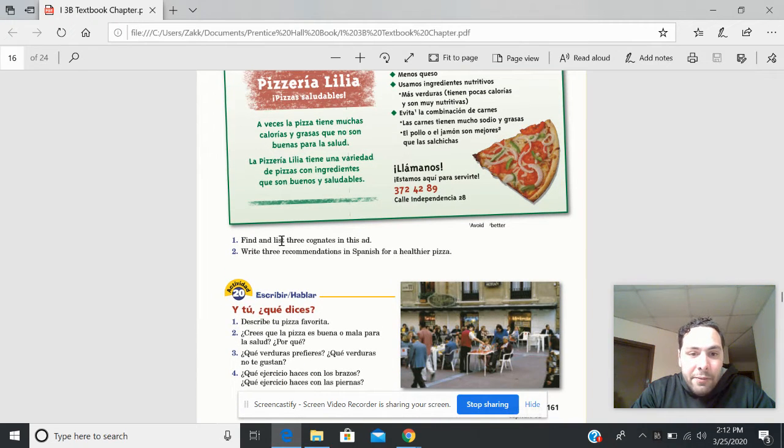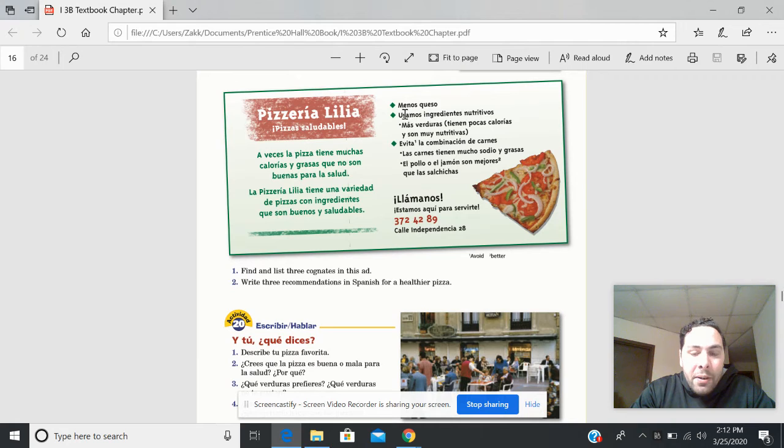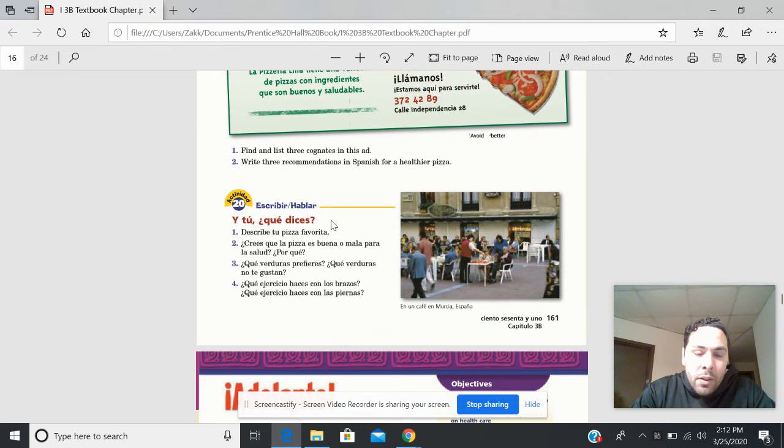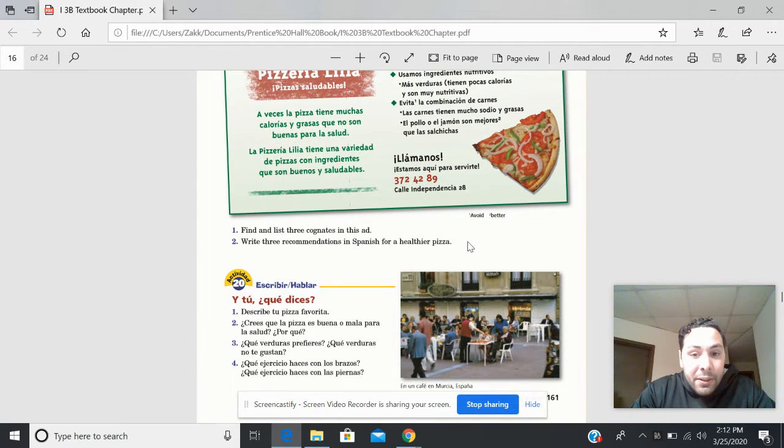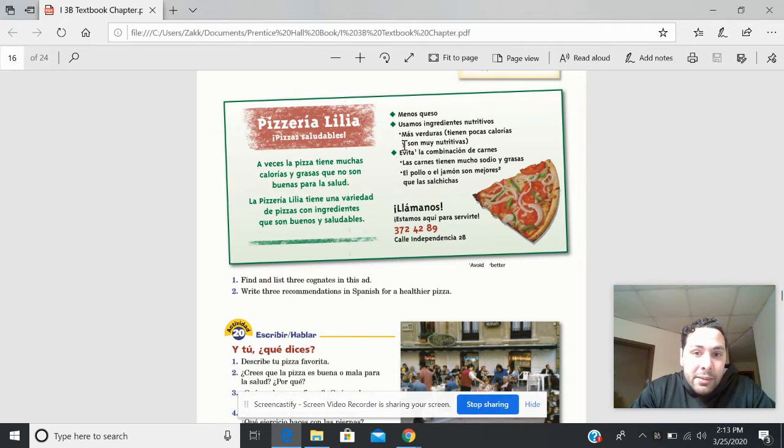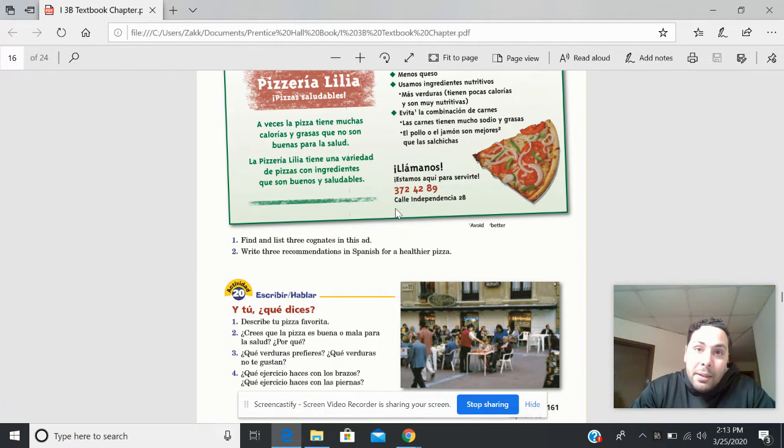So number one said find a list of three cognates. Okay, three simple ones: ingredientes, nutritivos, and then you could have even said calorías. Okay, three cognates. Independencia, if you put that down, three cognates. Okay. Now I said write three recommendations in Spanish for a healthier pizza. A lot of you guys did very well. You even kind of pretty much copied down some of this stuff, and that's okay. So you put like menos queso, less cheese. Some of you put usa fruta, use fruit. Some of you put other things, menos grasa, less fat, and that's good too.